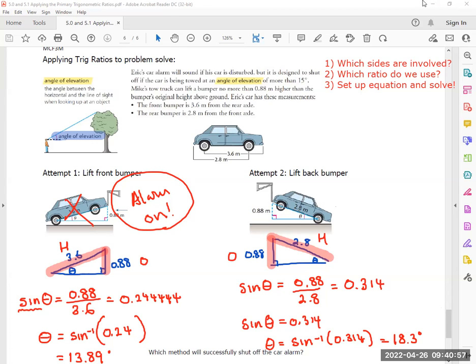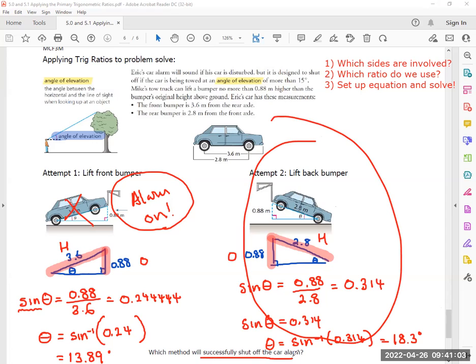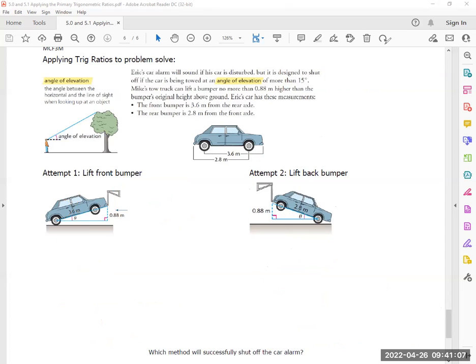I'll review one more time. I'm going to clear this. So the answer is attempt number 2. Which method successfully shuts off the car alarm? Method number 2. For the rest of the first half of class, I am going to ask you to do these questions. Let me shift over to a whiteboard and do a quick review of when to use what.